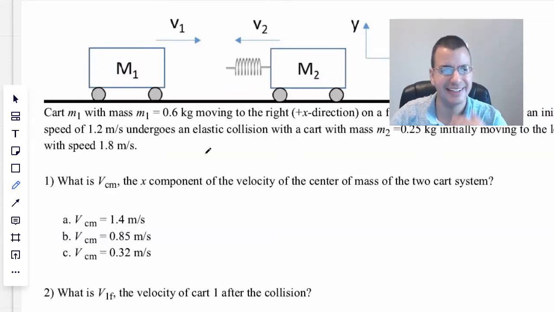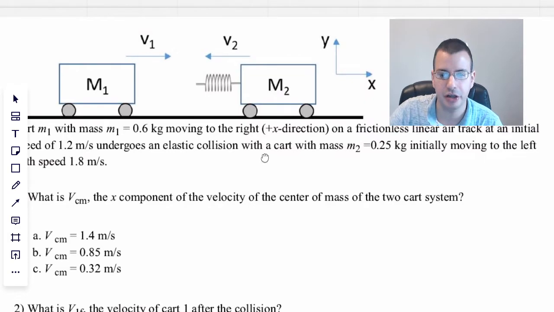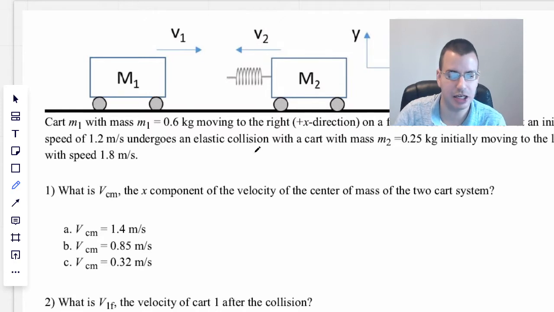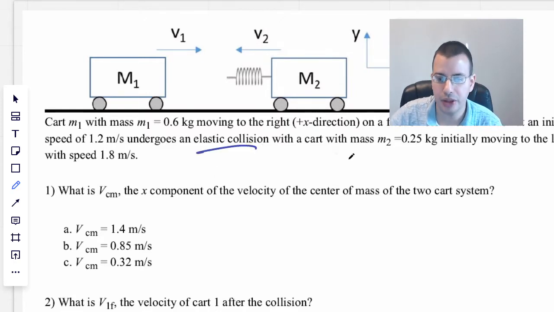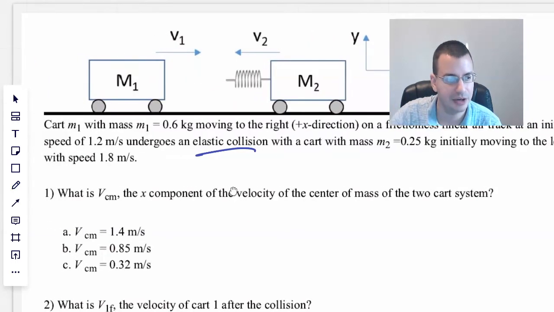Cart M1 with mass 1 equals 0.6 kilograms moving to the right, positive x direction, on a frictionless linear air track, so the wheels don't really matter if it's frictionless. At an initial speed of 1.2 meters per second, it undergoes an elastic collision, that's important, with a cart with mass 2 equals 0.25 kilograms, initially moving to the left with speed 1.8 meters per second.